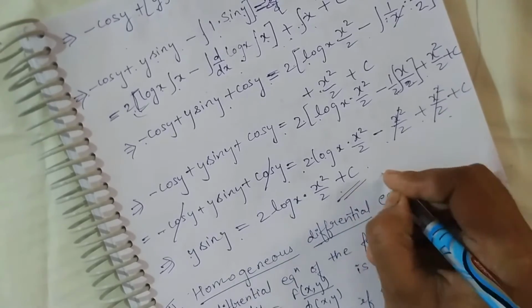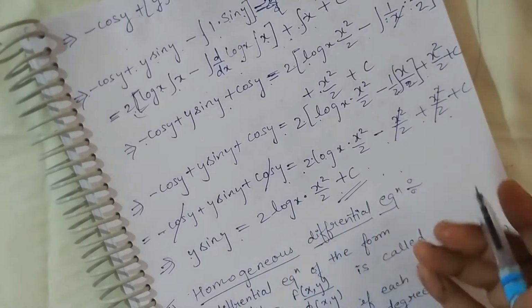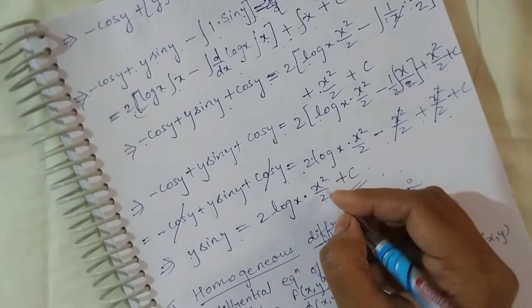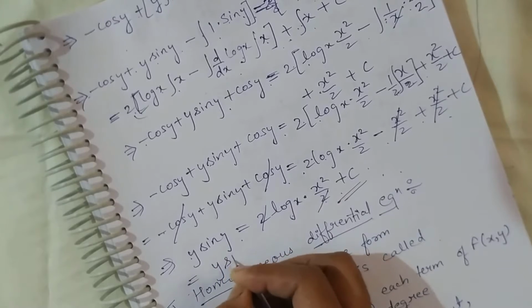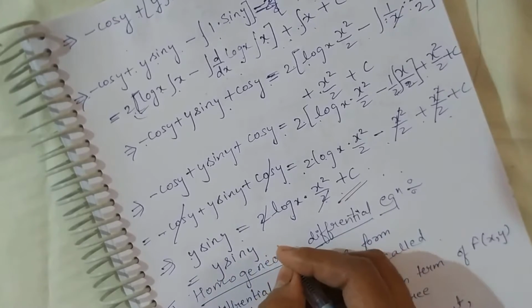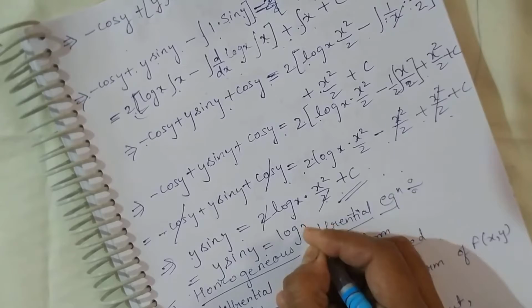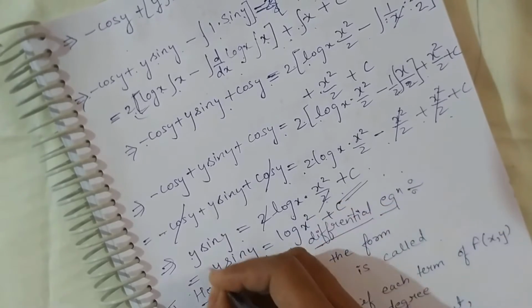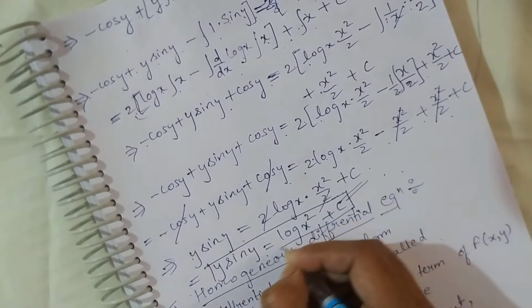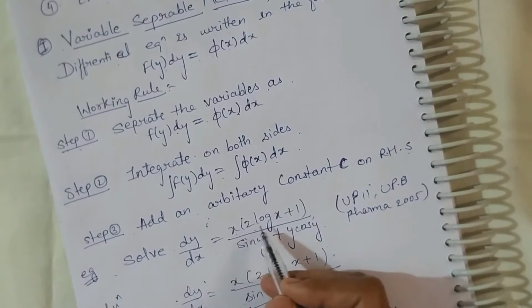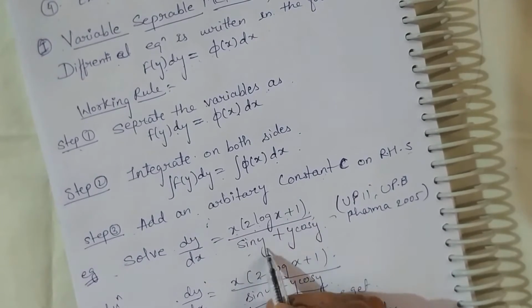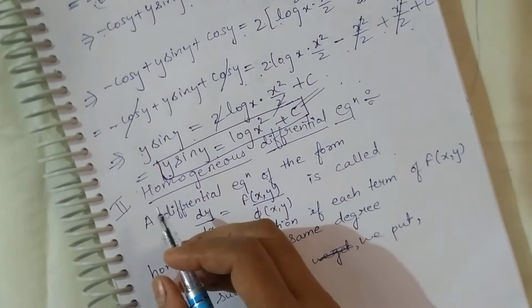This is the required solution. This 2 and this 2 also get cancelled. So the required solution is y sin y is equals to log x square plus c. This is our solution for the differential equation of first order, dy by dx is equals to x 2 times of log x plus 1 upon sin y plus y cos y. Now let us take another example.